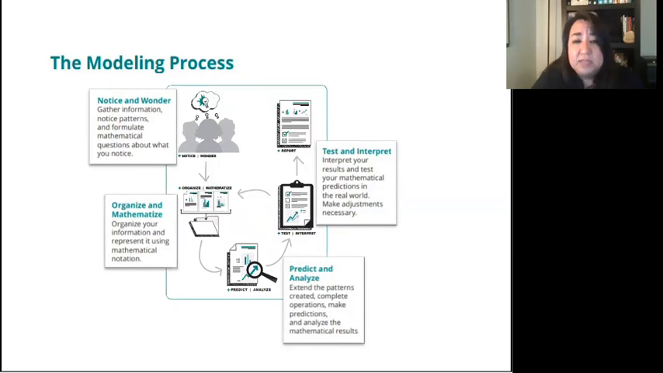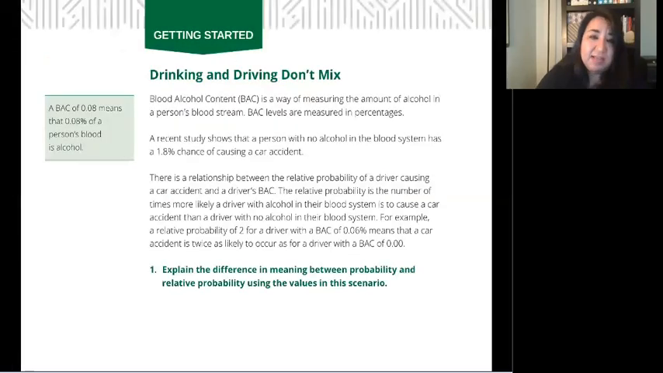When we predict and analyze, we extend the patterns that were originally there or that we created, complete operations, make predictions, and analyze the math results. Those are all things that show we're digging deeper into the math. And then we might test and interpret. We're interpreting our results and testing our mathematical predictions in the real world, and we're making adjustments as necessary. Does it make sense? If it doesn't, do I need to go back to any previous step to rethink or readjust? Once we've finalized those ideas and interpreted our results, we're ready to report out. So this process is something that you will see and reflect upon in the actual lesson.